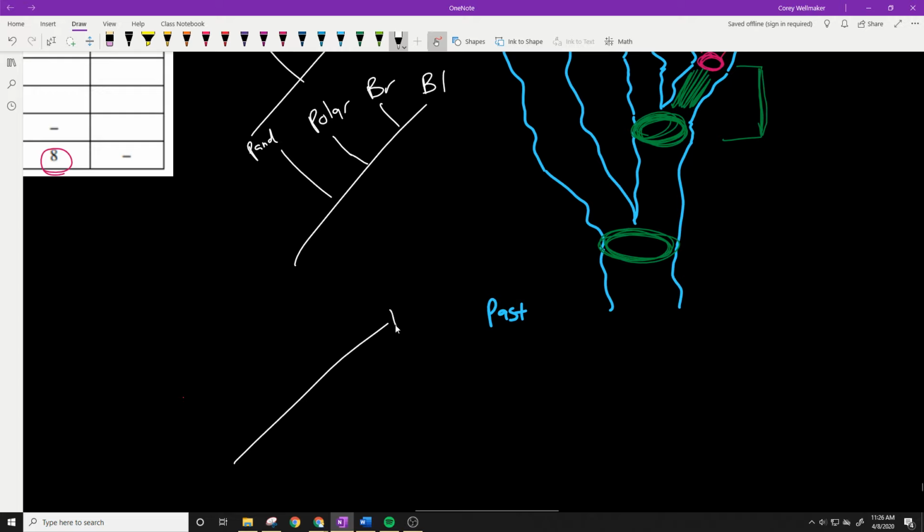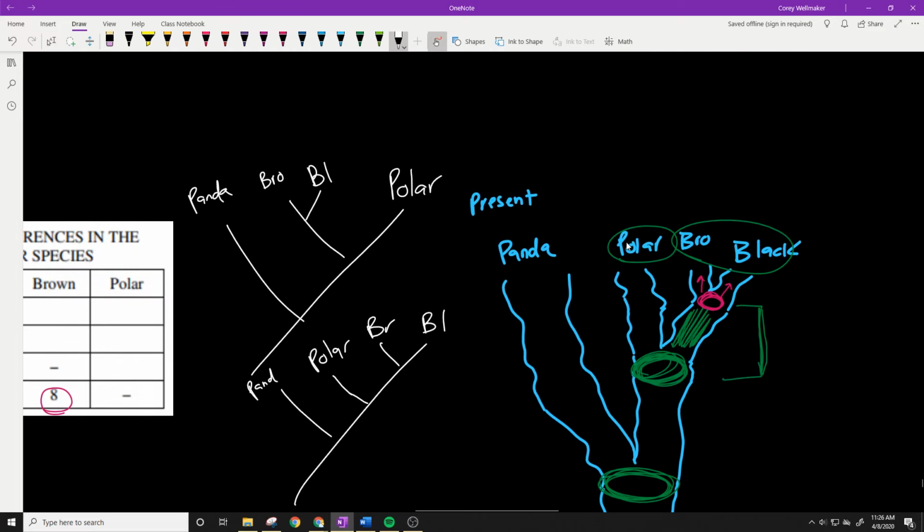Can we put panda here? We can put panda here. We can put brown and black here. And we can put polar here. Right? This is a weird way of doing it, but all of these things are saying the same thing. So the fact that I've got, in this example, polar next to panda doesn't say anything about the degree of differences between them.